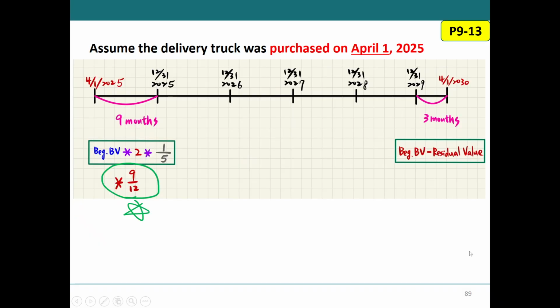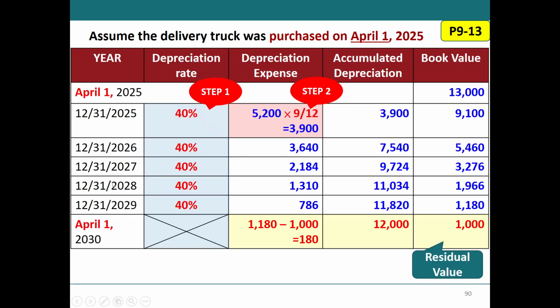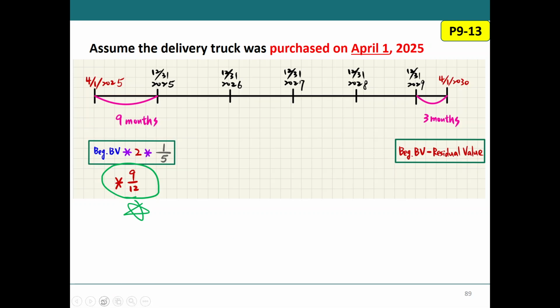Still the same. Compare book value from last year with residual value. You can get depreciation expense for last year. Okay? So be careful about your first year and last year. This is how we find out the numbers. Okay? Any questions? Then please go to your notes on page 29. Finish page 29.